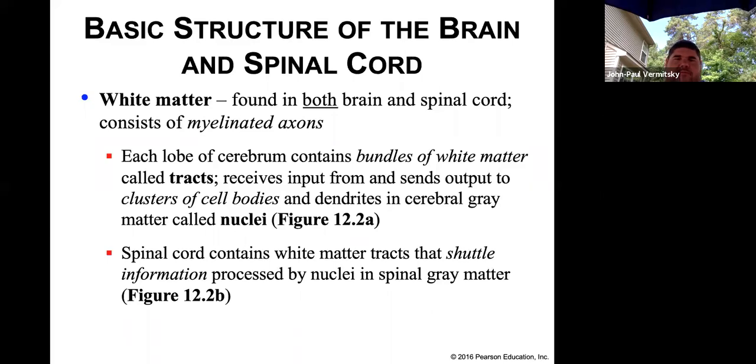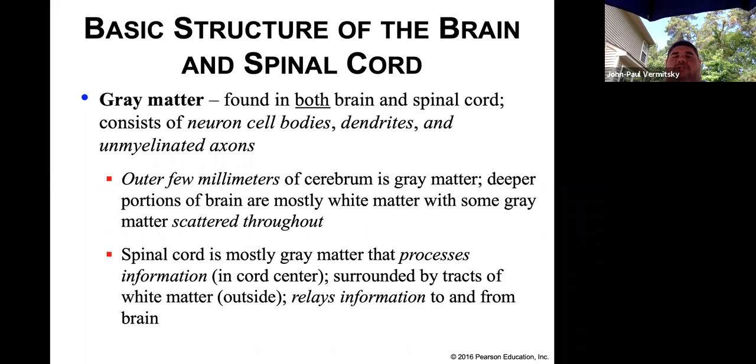So there are 2 types of matter or nervous tissue. We have white matter. This is found in both the brain and spinal cord. And white matter is defined by the axons actually being myelinated. Each lobe of the cortex contains bundles of white matter called tracts. These tracts will receive input from and send output to clusters of cell bodies and dendrites in the cerebral gray matter called nuclei. The spinal cord contains white matter tracts that shuttle information processed by the nuclei in spinal gray matter.